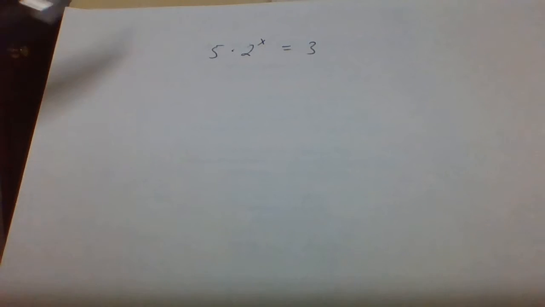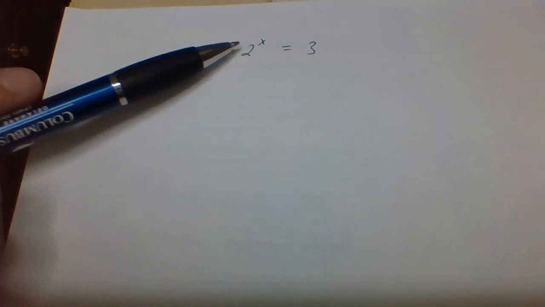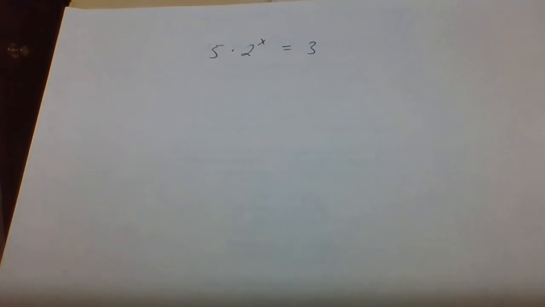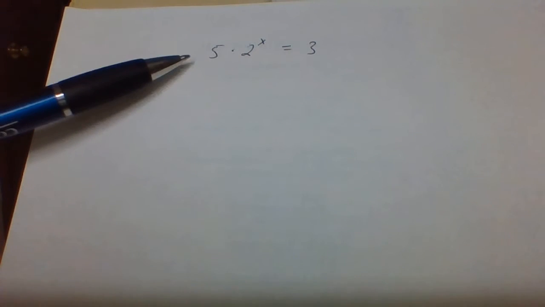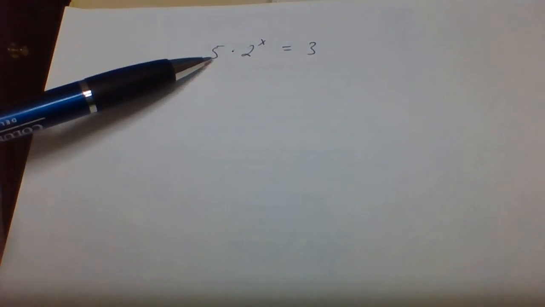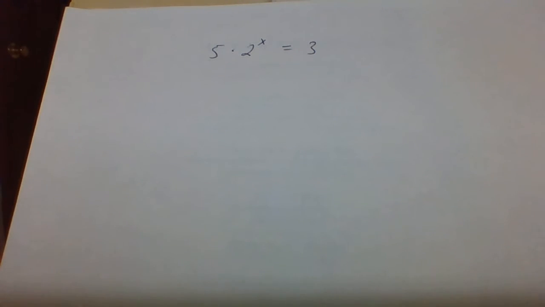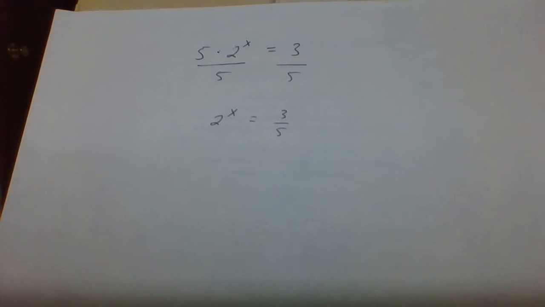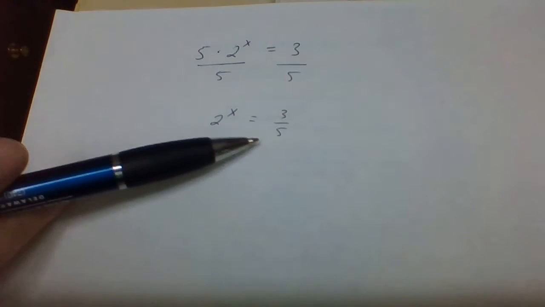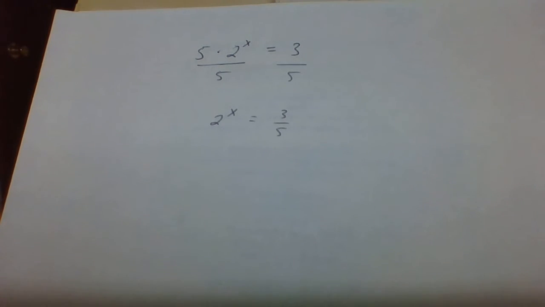So we want to get this term that has the x all by itself. Right? So we have to get rid of the pieces that are attached to it. In this case, the 5 is being multiplied by this 2 to the power x, so we're going to go ahead and divide both sides by 5. Once we do that, we're going to get 2 to the power x equals 3/5. And I'm going to go ahead and leave this as a fraction. If you want to write it as a decimal and use 0.6, you can do that.